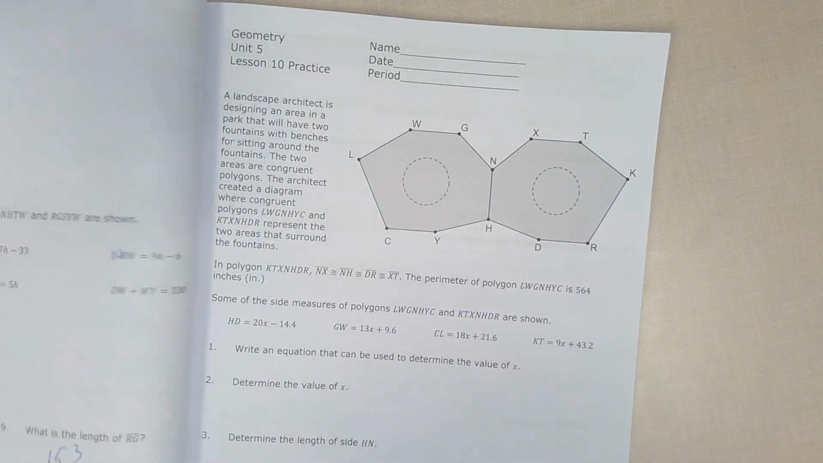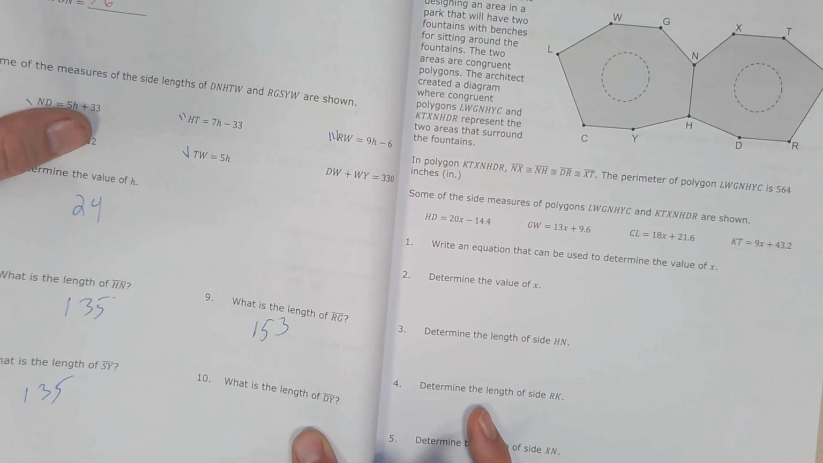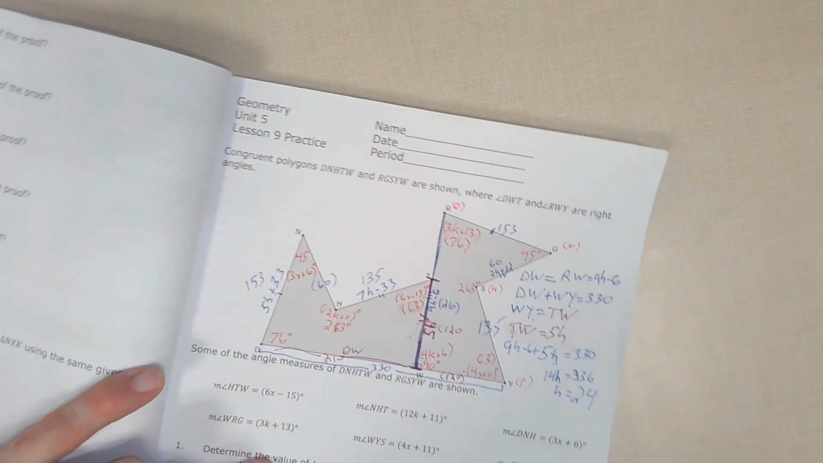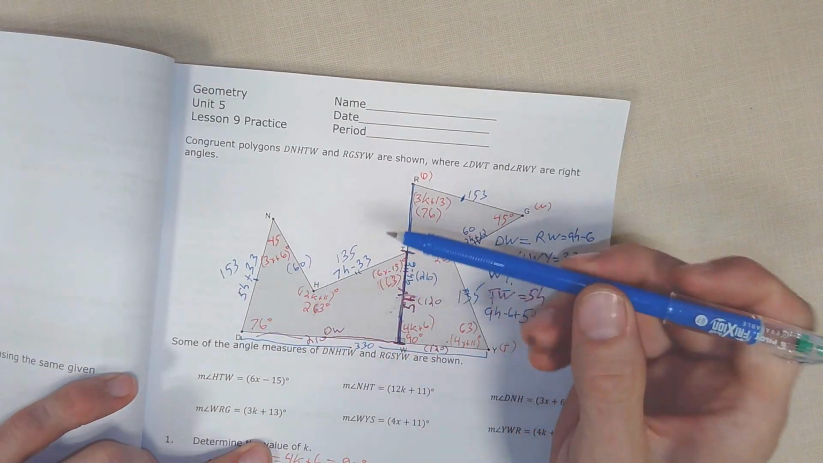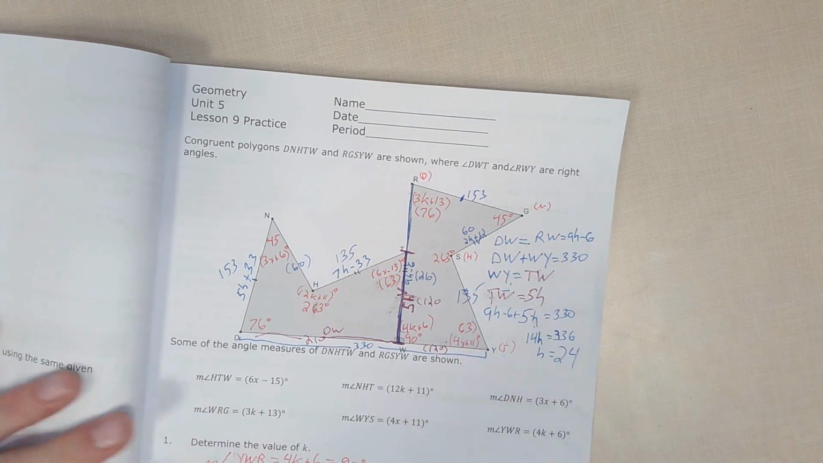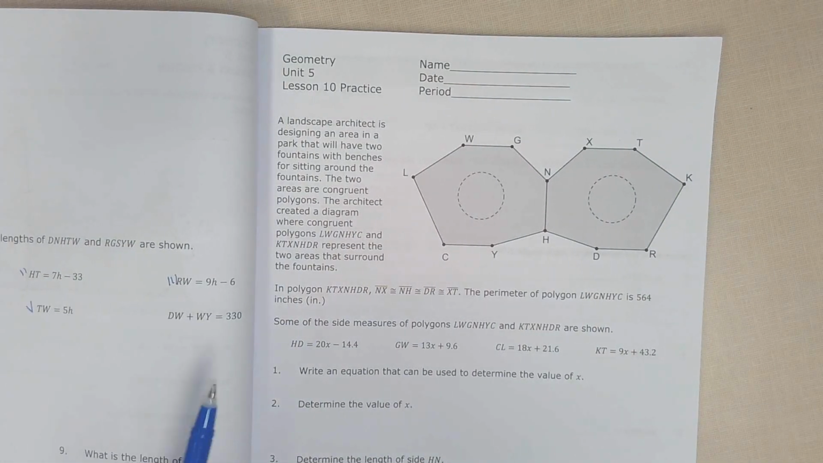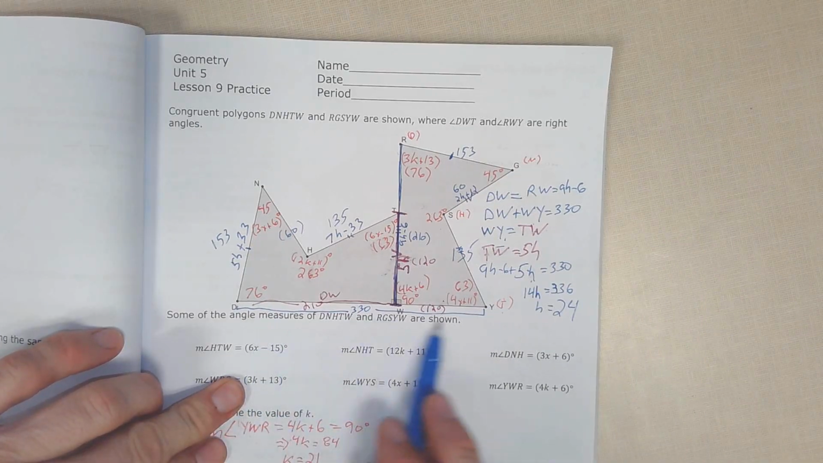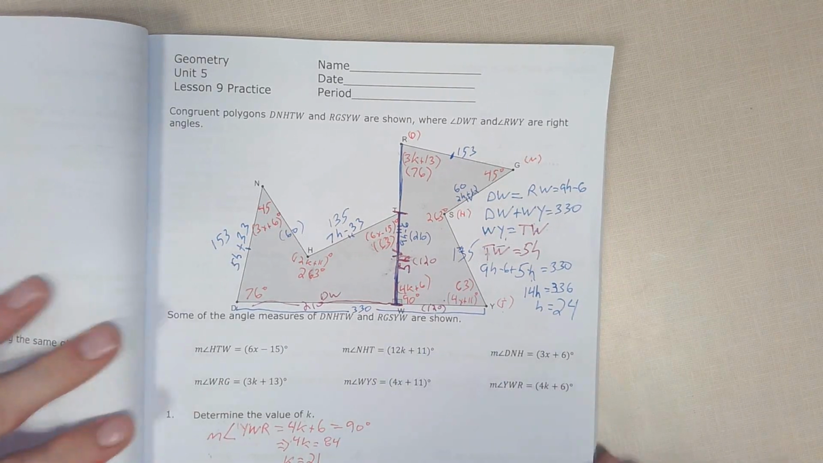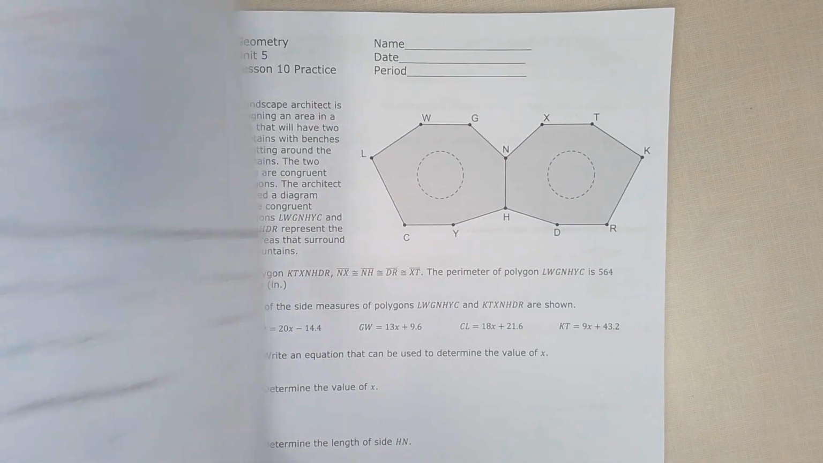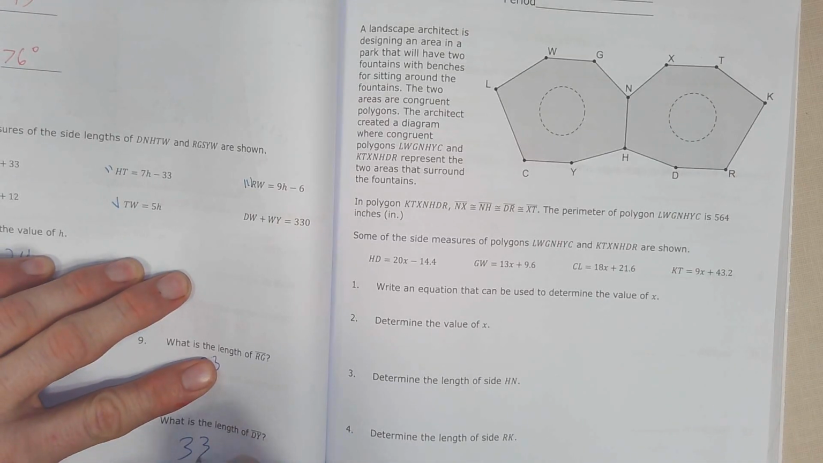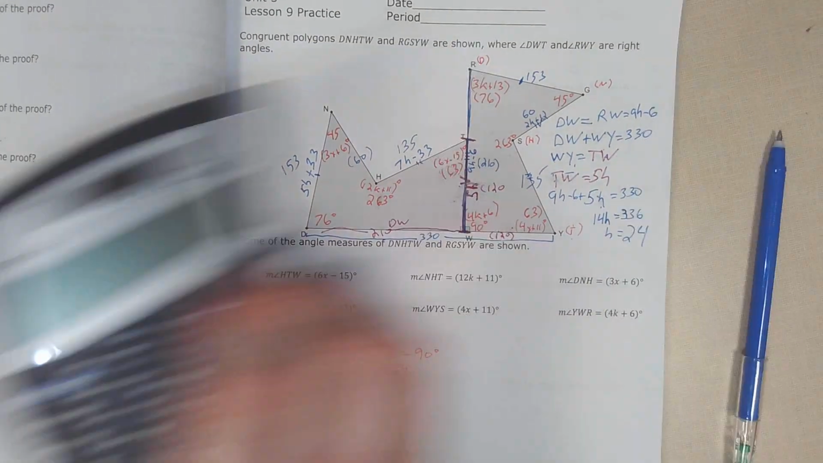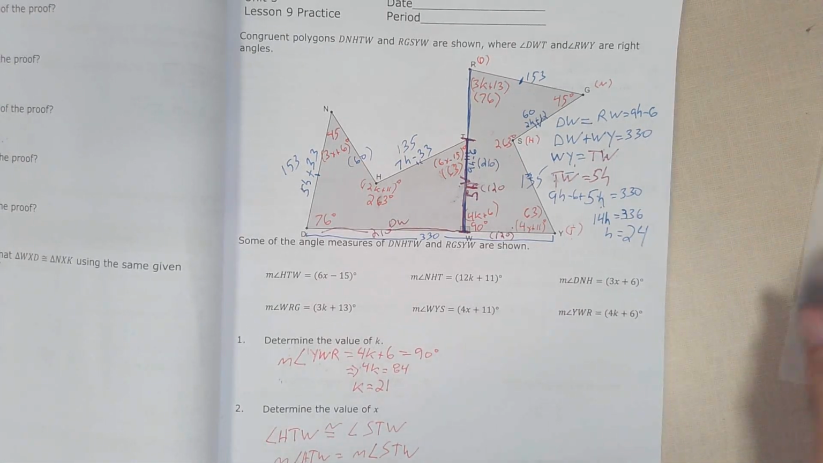And then we have DY. Didn't that tell us what DY was? DY is 330. DW plus WY is DY, that's very easy, 330. Alright, they gave us that. So that is that one. Sorry for the confusion. I hope that was helpful.